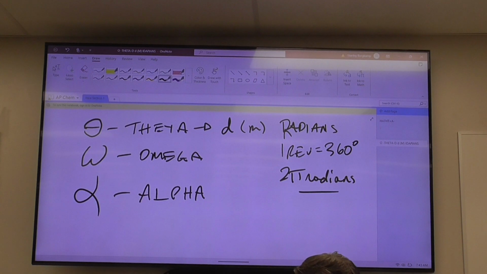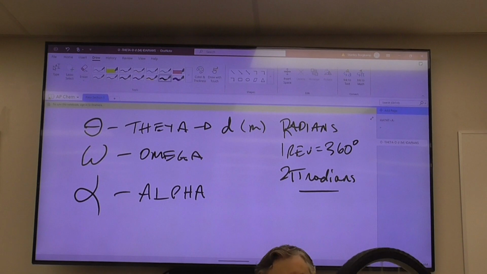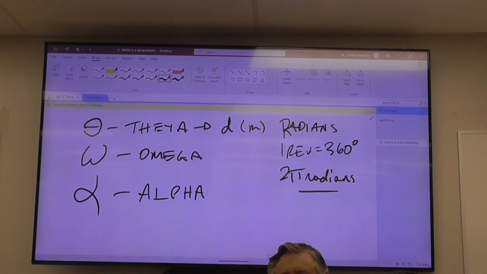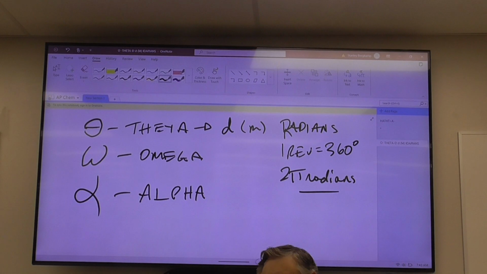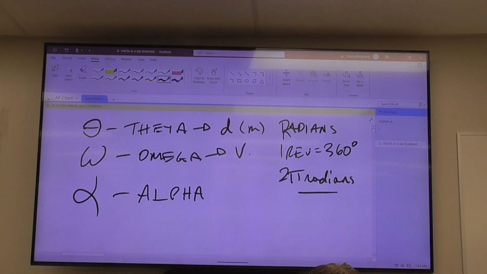So theta is equivalent to distance. When I spin this thing, how many revolutions did it make? Did it make 2, 3, 4, 5? How far did it spin? How many revolutions did it make? So omega is the equivalent of velocity.